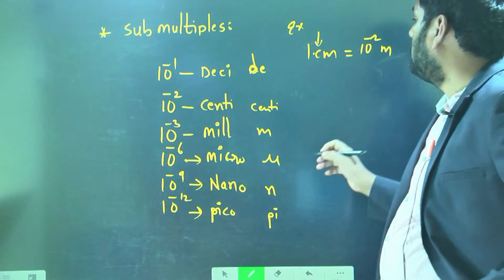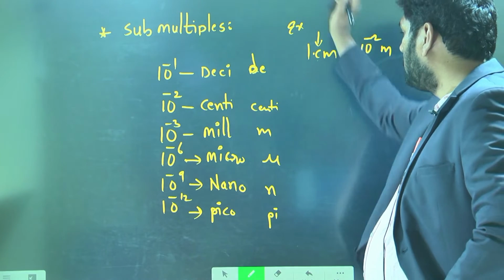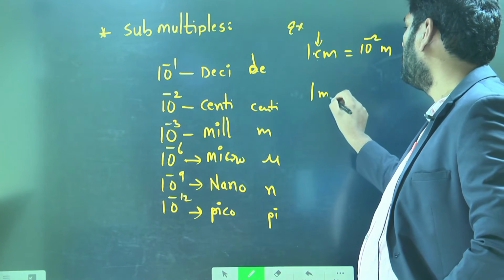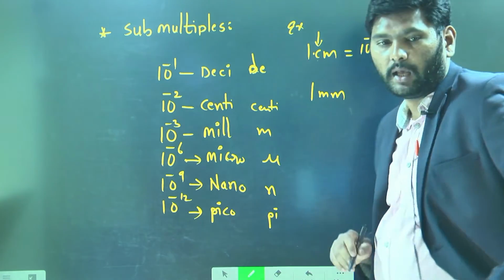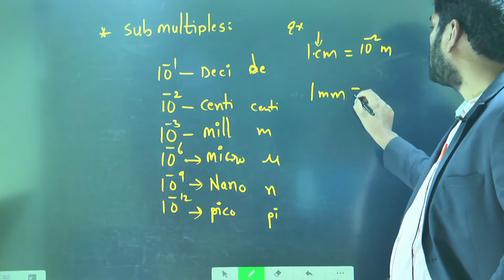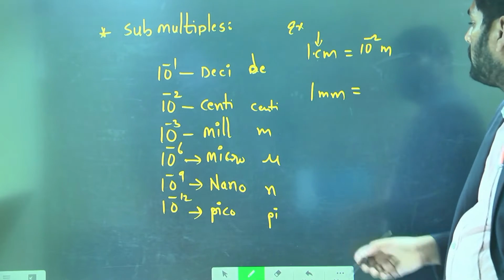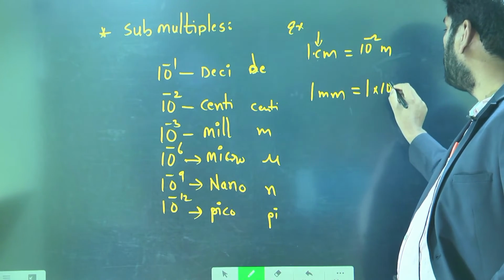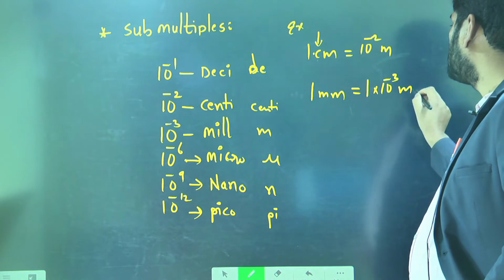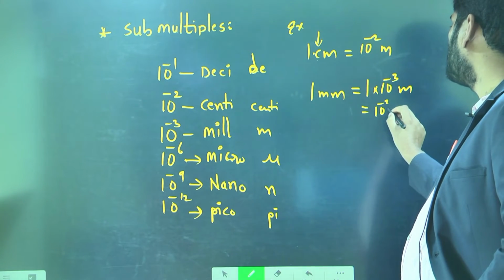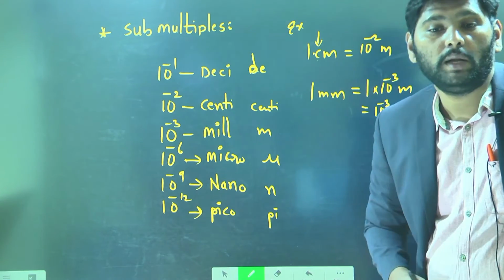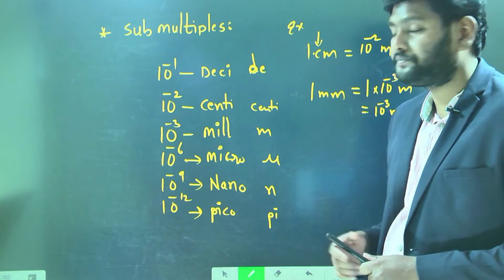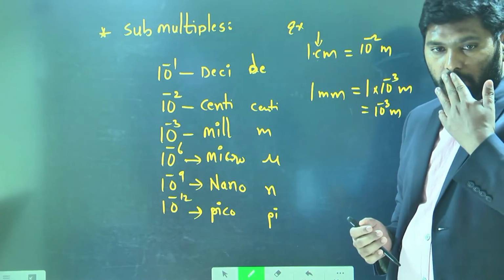Same way here, next let me take millimeter. For example, 1 mm. When this is 1 mm, how can you express it? Milli means 10 power minus 3, then meter. So 10 power minus 3 meters is equal to 1 millimeter. That way we can use these submultiples to express the little factors.